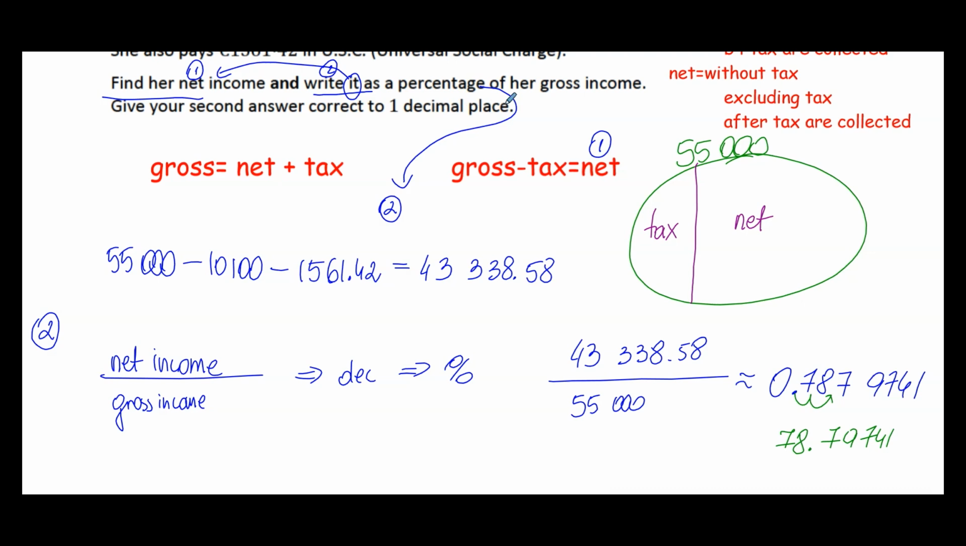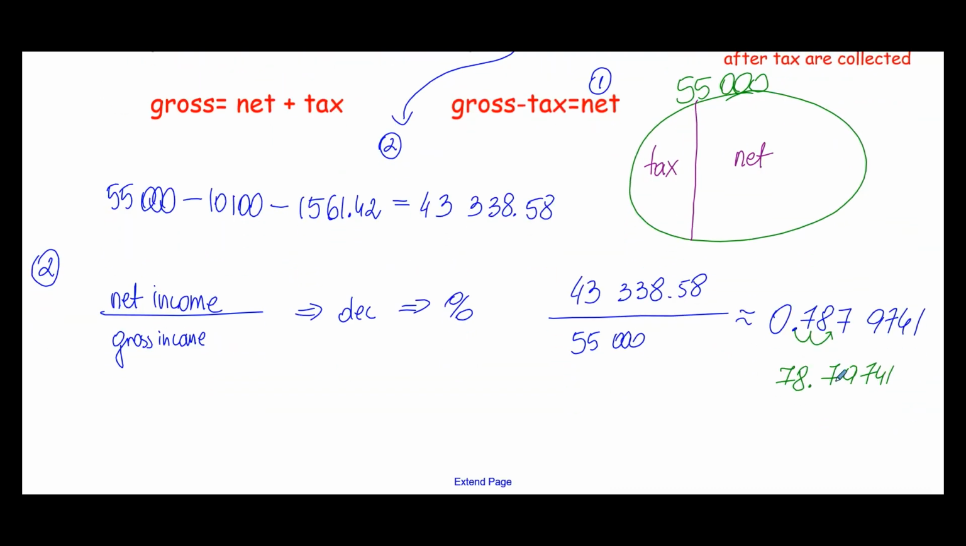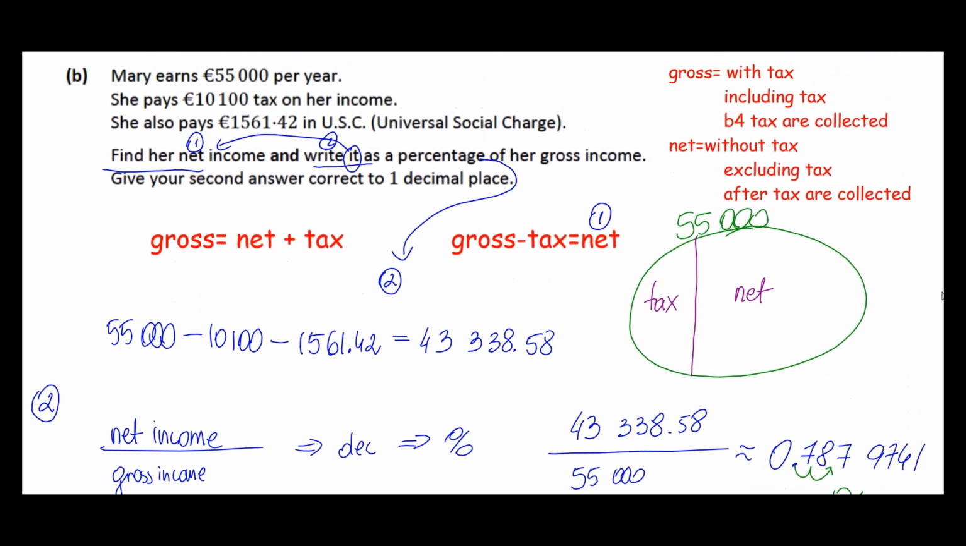What are the terms and conditions of our answer? Give your second answer correct to one decimal place. So that means I'm cutting off the 9 because 5 and above, we have to add 1. So it will be 78.8%. Very typical part of your exam question.